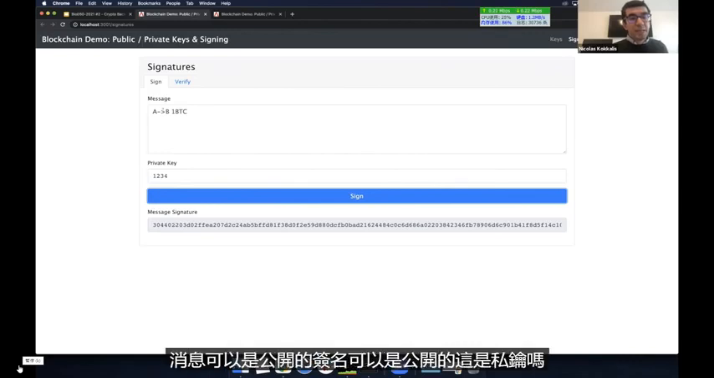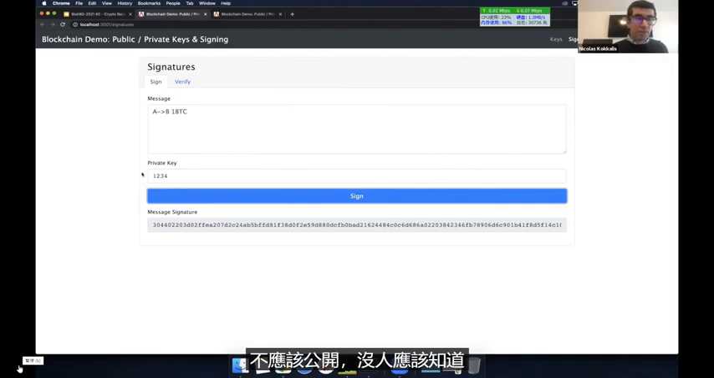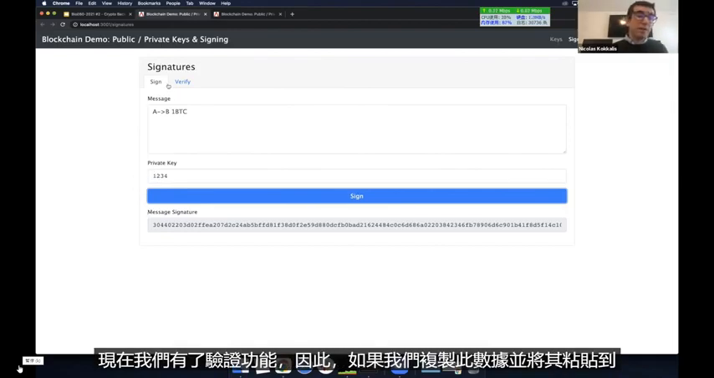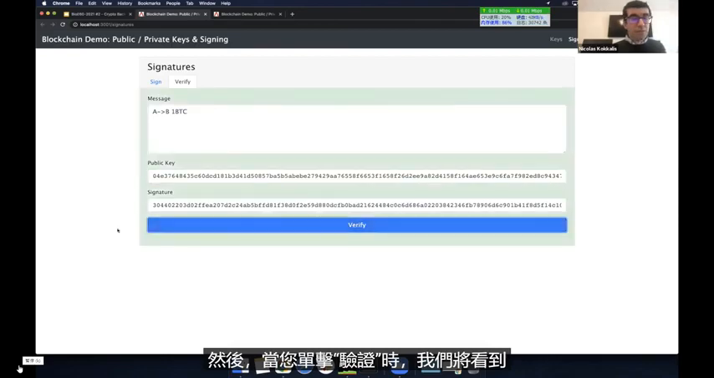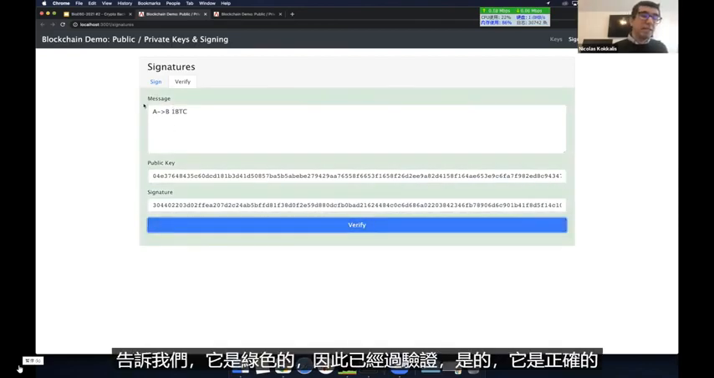The message can be public. The signature can be public. This is the private key. It shouldn't be public. No one should know about it. Now we have the verify function. If we copy this data and paste it over to the verify function, and we have the same message, the public key of the signer and the signature, then when we click verify, it turns green. So it is verified. Yes, it's correct.